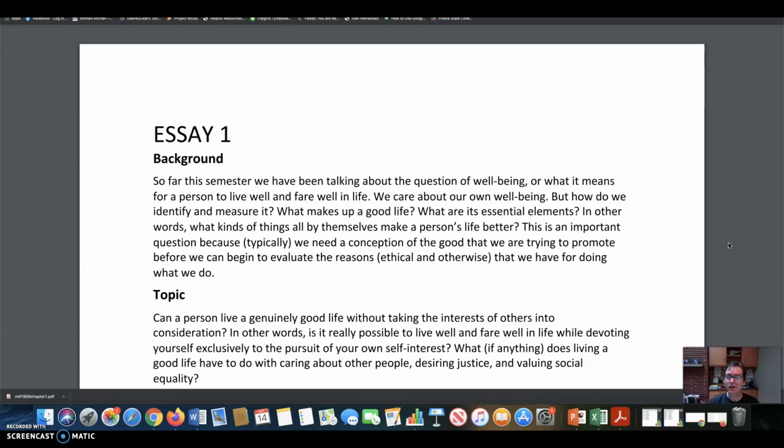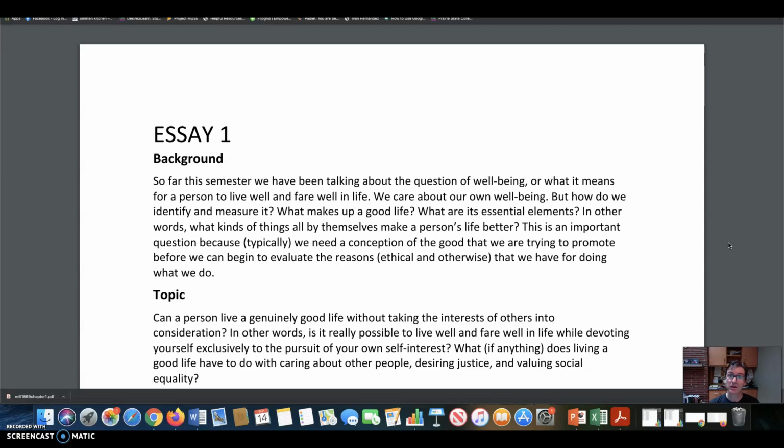Okay, but so that's our question. What are its essential elements? What kinds of things all by themselves make a person's life better? That's an important question, because typically, in order to talk about ethical reasons for doing one thing rather than another, or in order to talk about the difference between right and wrong with respect to a particular course of action or a public policy or a law, we need to be able to say something about the good that we're trying to promote through our actions or through the life that we're living.